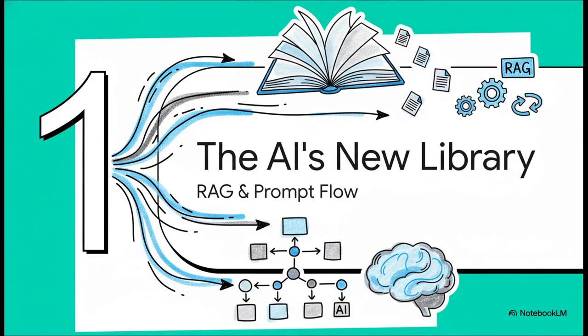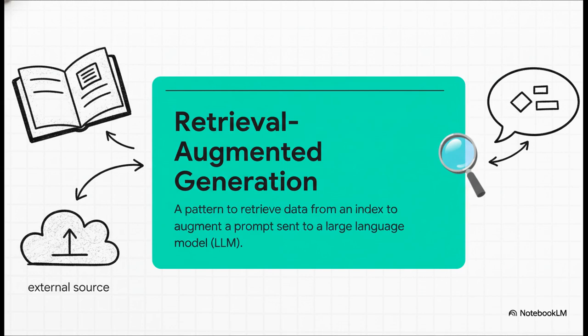Well, the solution is actually pretty cool. It's all about giving the AI a brand new specialized library to read from, your library. And the two key pieces of tech that make this all possible are called RAG and prompt flow. So first up, we've got RAG, which is short for Retrieval-Augmented Generation. The easiest way to think about it is this. Instead of making the AI rely only on what it can remember, RAG gives it a library card. So now, before it even tries to answer your question, it can go and look up the relevant facts from an outside source, like your company's own document database.